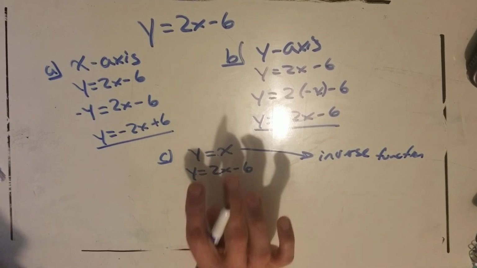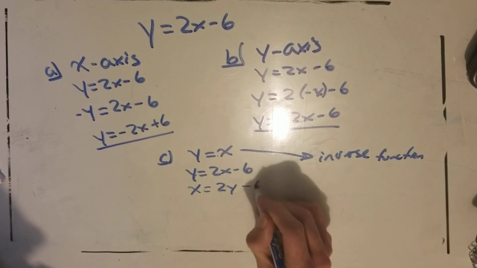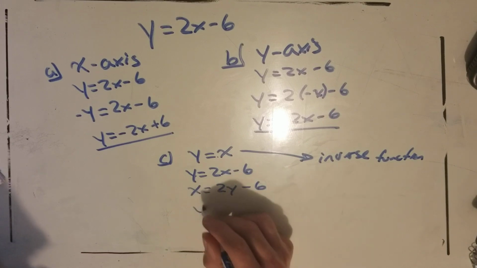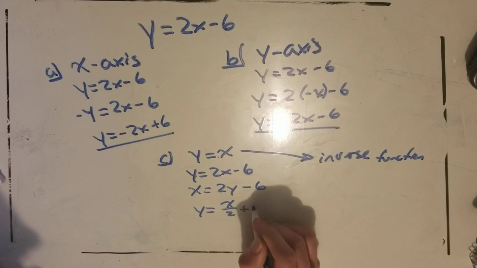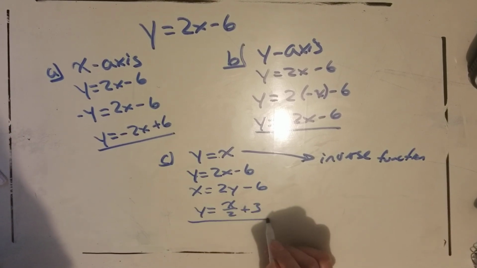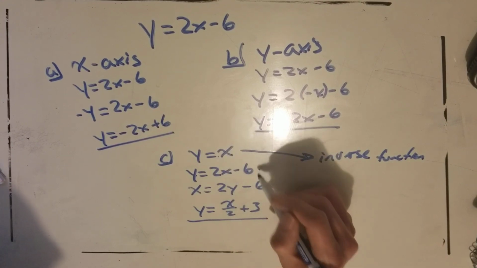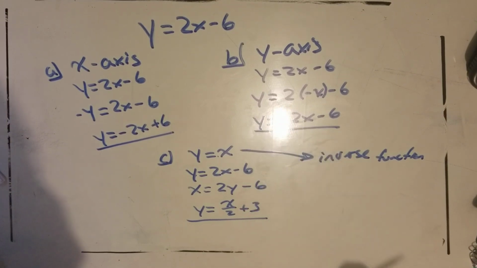So when you reflect, the rule is that your x and y switch. So x equals 2y minus 6. You can bring the 6 over, divide everything by 2. I like y on the left. So you'll end up with y equals x over 2 plus 3. And that would be your reflected line over the line y equals x. Original, reflected, also original function, inverse function as well.